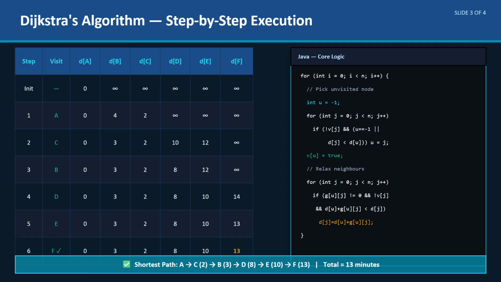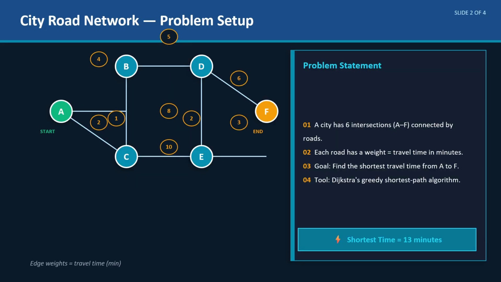And visit E with distance 10, through E, F updates to 13. That's 10 plus 3, which is better than 14, right? Visit F, done. The shortest time is 13 minutes, where the path is A to C, C to B, B to D, D to E, then F.